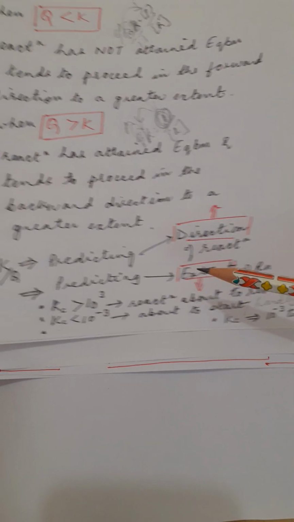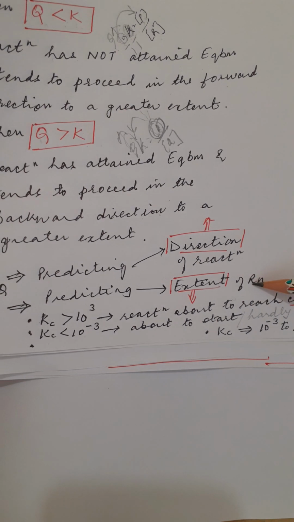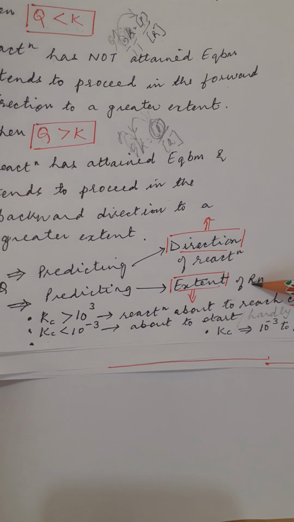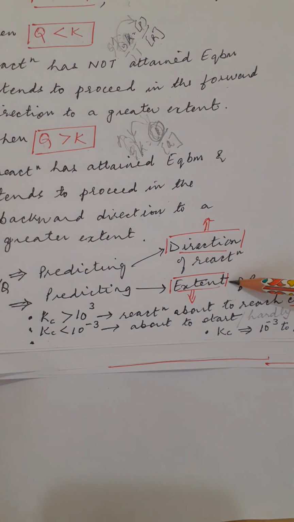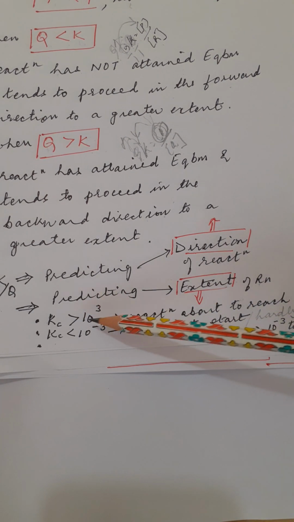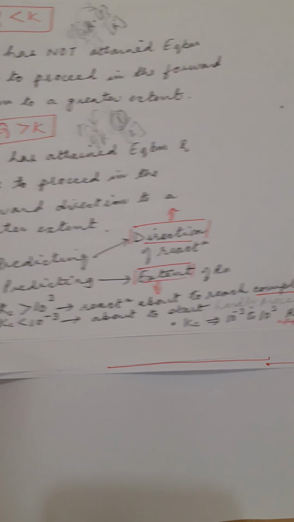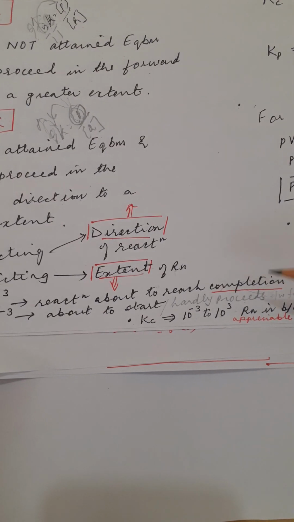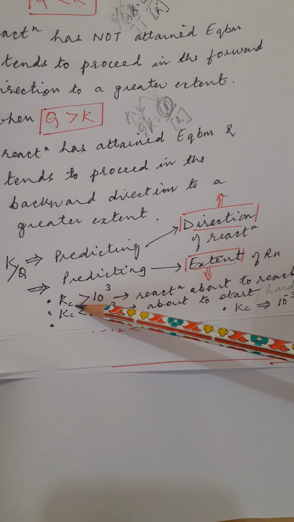So this we'll do once more. Predicting the extent of reaction, what does that imply? That before the point of equilibrium has been attained, what was the extent of reaction that occurred in the forward direction. So if Kc is a little more than 10 power 3, then the reaction is about to reach completion. What does that mean? That most of the reactant got converted into the product, and then the point of equilibrium was attained.